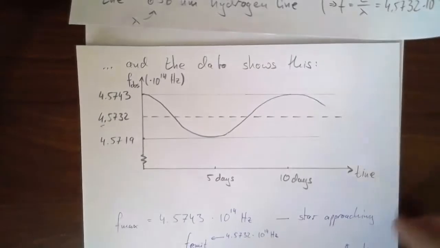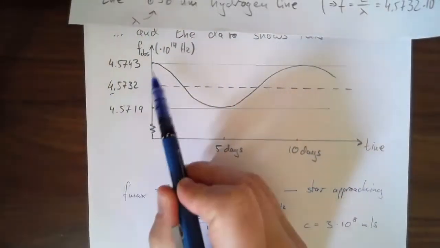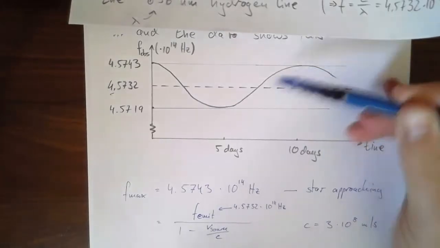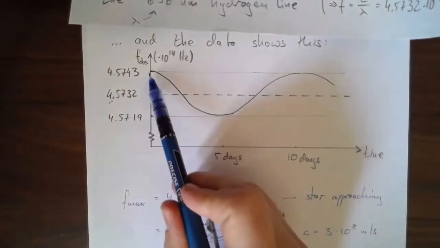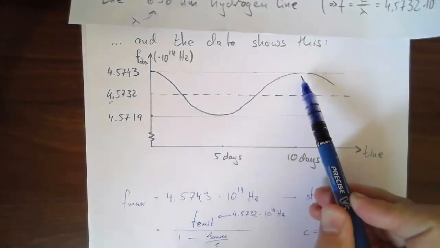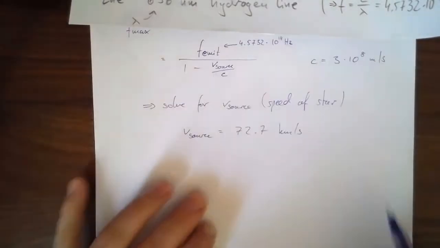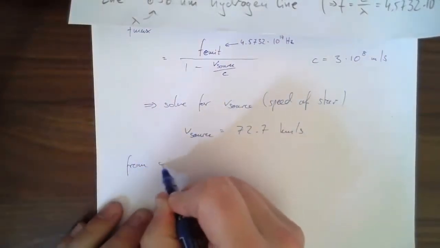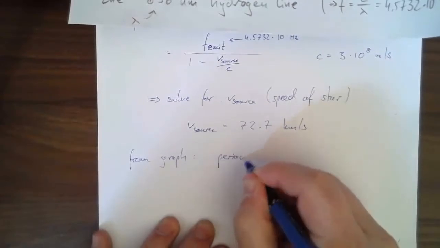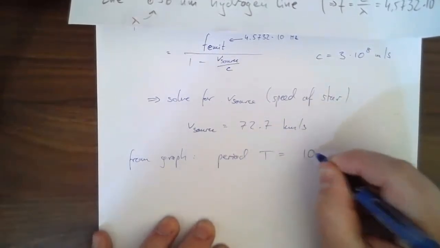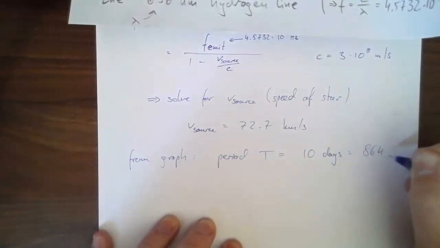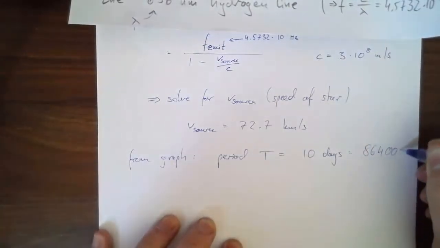Now what else do I know about this? Well, I have this graph here, so what I see is not only what the frequencies are, but also how long it takes for them to repeat. So what I see is it takes 10 days for one full cycle. Right now it's coming towards us. Now the star's moving away from us. Now the star's coming towards us, and we gain a maximum. So the period is something we can read off the graph. The period T is equal to 10 days, which is 864,000 seconds.